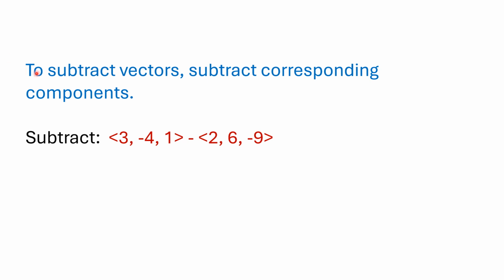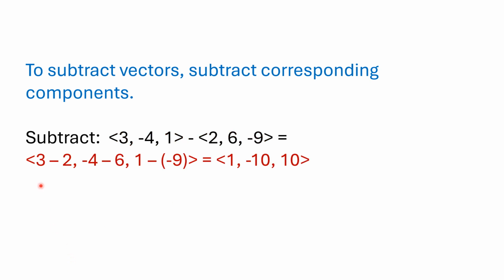Subtraction works pretty much the same way. We're going to subtract the various components. So we'll subtract one vector from another, and we will end up with 3 minus 2, negative 4 minus 6, 1 minus negative 9, or 1, negative 10, 10.